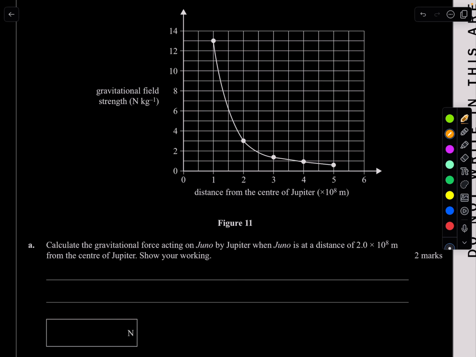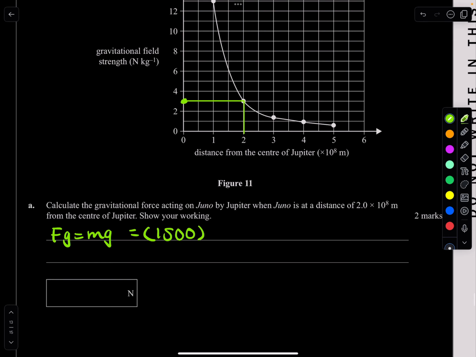All right. Calculate the gravitational force acting on Juno by Jupiter when Juno is at a distance of 2.0 times 10 to the power of 8 meters from the center of Jupiter. Easy. We're just using this formula, Fg is equal to mg. We can easily get the g value at that position of 2.0 times 10 to the power of 8 from the graph, which is what? We know that g value is 3. So it's just going to be your mass of Juno, which is 1,500, times your g value at that position, which is 3.